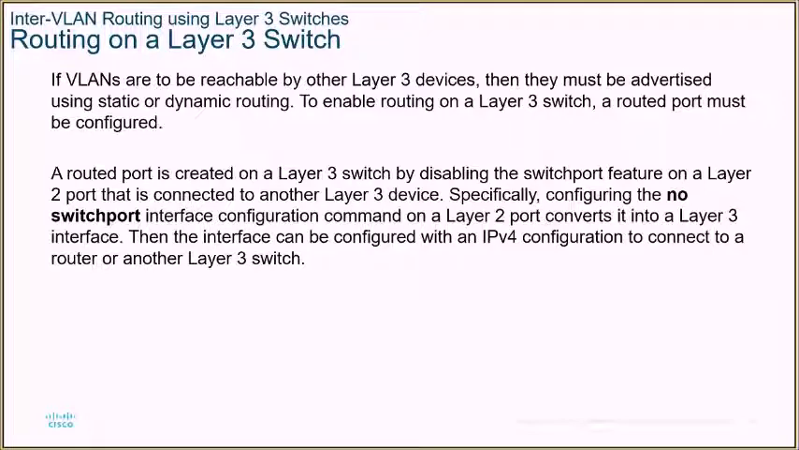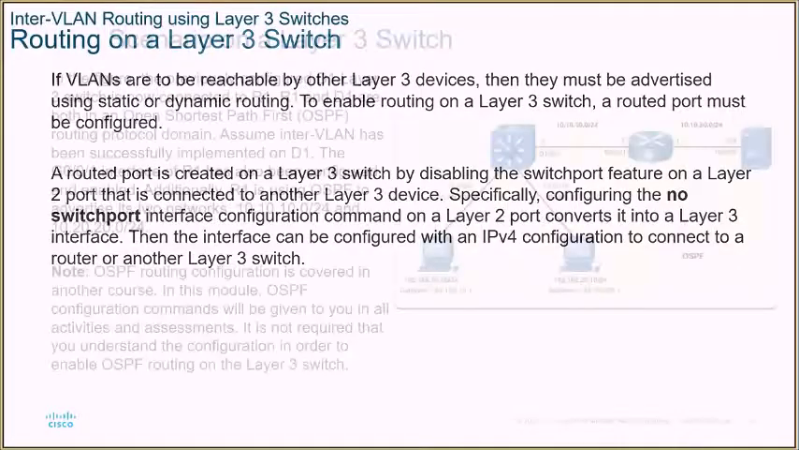A routed port is created on a layer 3 switch by disabling the switch port feature on the layer 2 port that is connected to another layer 3 device. Specifically, as I said, the no switchport command for that particular interface. That means it's not a switch port anymore, so it's a layer 3 port. Then the interface can be configured with an IPv4 configuration to connect to a router or another layer 3 switch. Of course, you have to have the right model switch for this to happen. The 2960s don't support this.